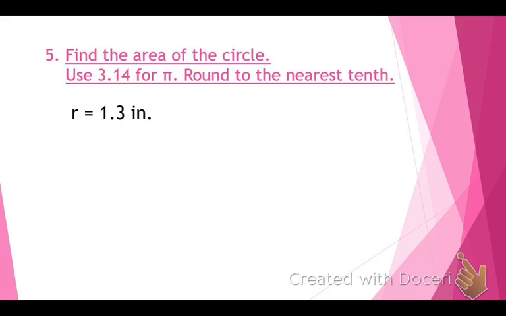This one is asking us to find the area of the circle, and once again we're going to use 3.14 for pi and round to the nearest tenth. So Pearson, what's the formula I want to start with? A equals pi times r squared. Pearson, will you keep going for us? What should I do?